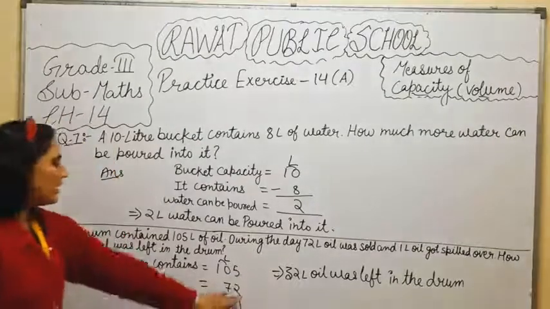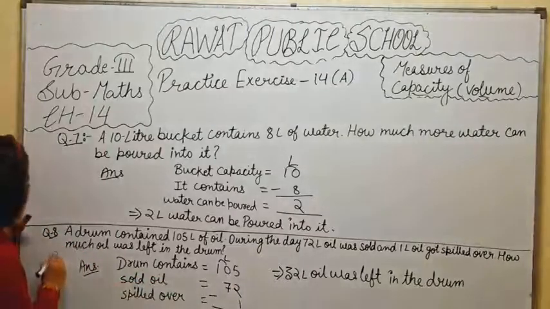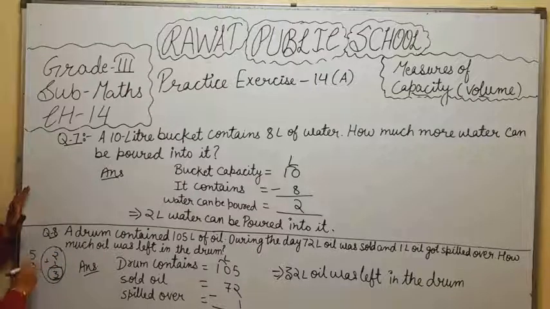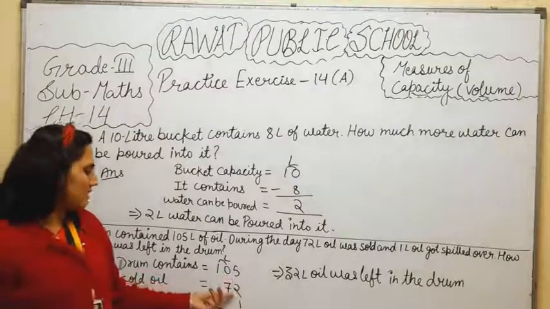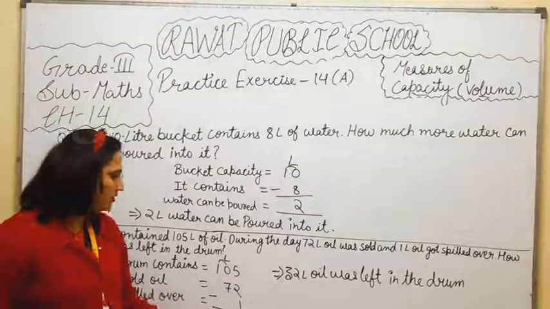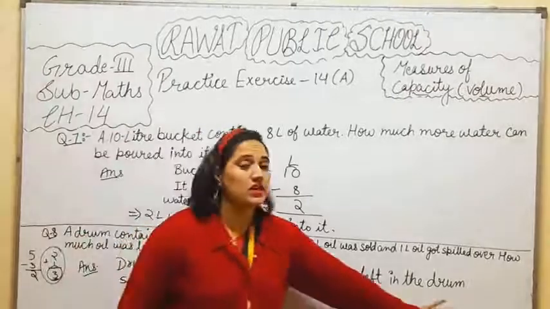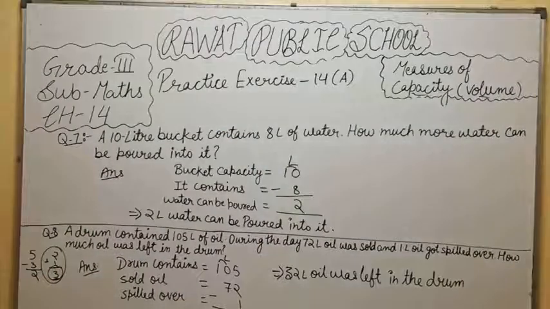So here what we have to do, first of all we add these two numbers. So 2 plus 1 becomes 3. Now from 5 we have to subtract this 3. So it becomes 2. So we'll write 2 here, and 10 minus 7 becomes 3. So 32 liters oil was left in the drum. This is the equation and you can say the word problem.